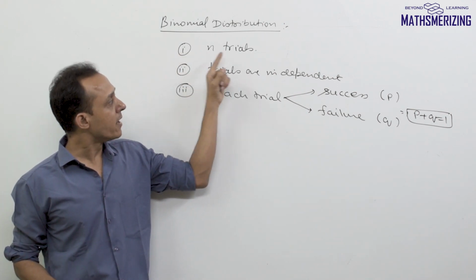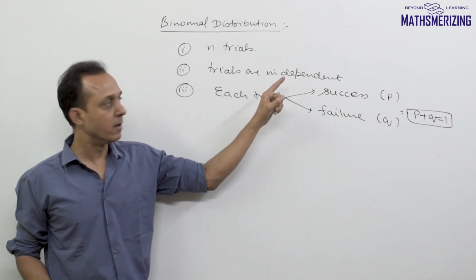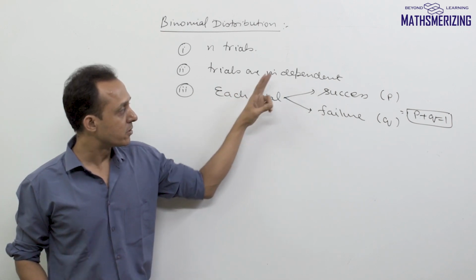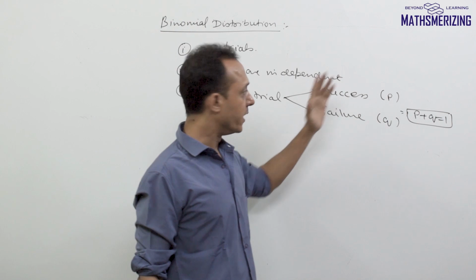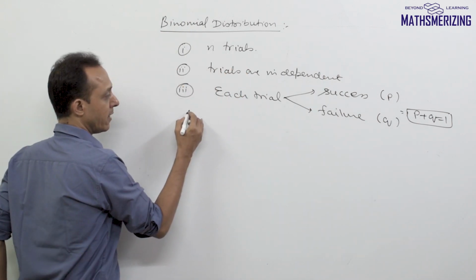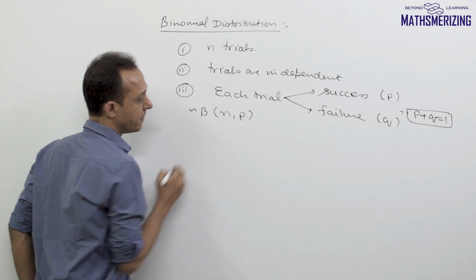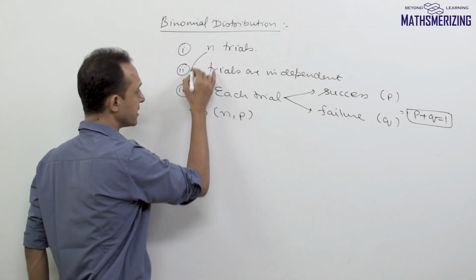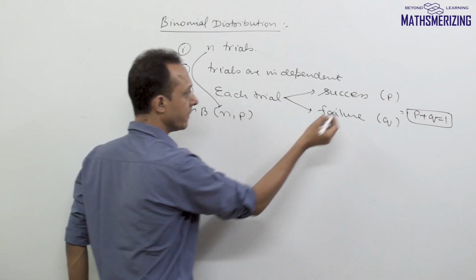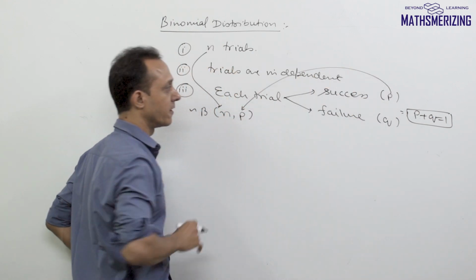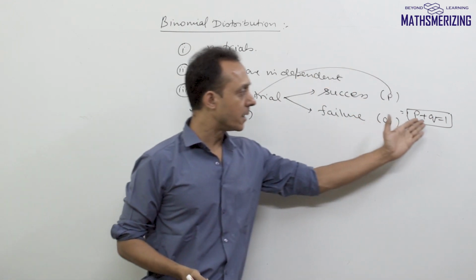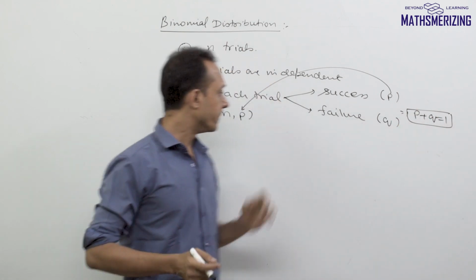So there should be n trials. The trials should be independent, and each trial should result in either success or failure. Binomial distribution is also represented as B(n, P), where n represents the number of trials, and P represents the probability of success. Now the probability of failure can be worked out as 1 minus P.